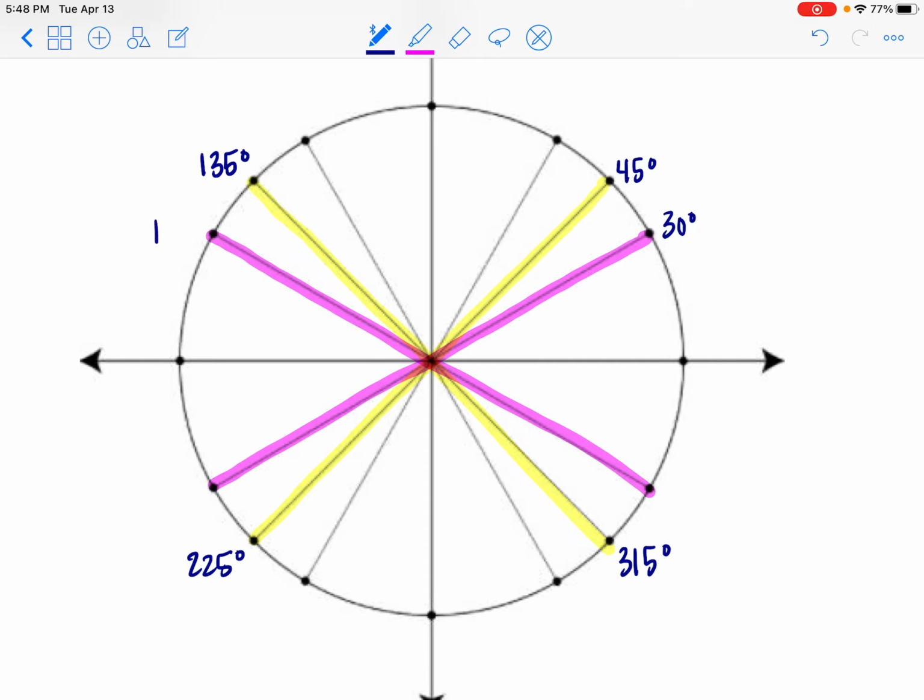180 minus the 30 means this was 150 here. And 180 plus 30 was 210 here. And then 360 minus the 30 was 330 here. And then finally, another color, we moved those 30, 60, 90s, made them 60, 30, 90s.